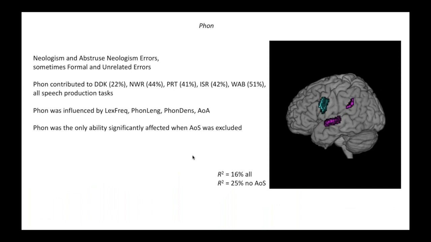So again, for phon, this is the last ability. It's related to non-words, sometimes real words if the lexical item allows. It contributed to all of the speech production tasks, and much more strongly than the P weight. It was the only ability that was influenced by all of the lexical properties. And it was the only ability that was significantly affected when apraxia of speech was excluded. So over here, these pink network regions are associated with phonology, the phon ability in aphasia. This teal blue region is only associated when participants with apraxia of speech, a motor disorder, are included.